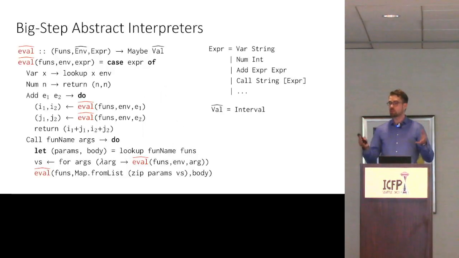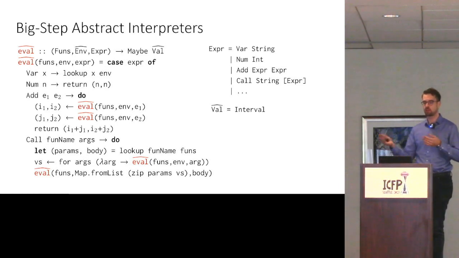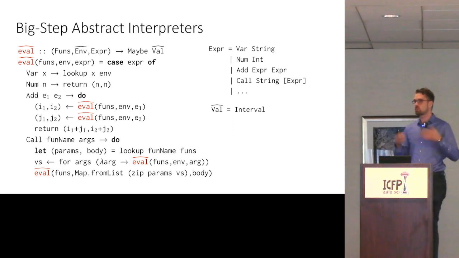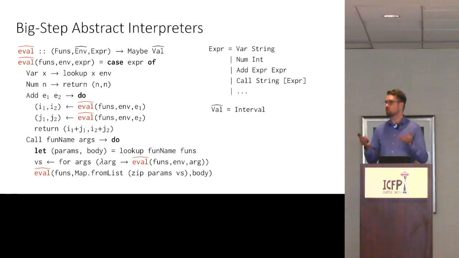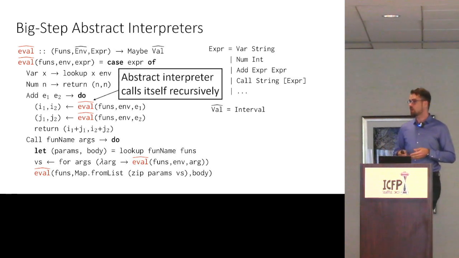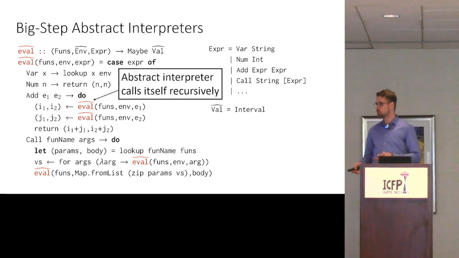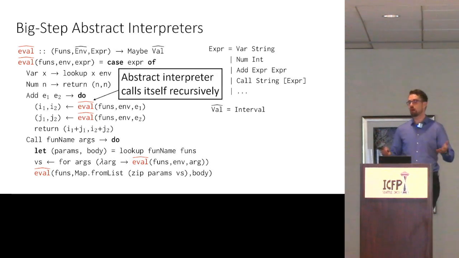Such an abstract interpreter can be implemented in a meta language like Haskell with a regular recursive function, like in this example here. Now, I don't expect that you read or understand all of this code, but this interpreter does what you would expect. It pattern matches on the expression you want to analyze. Then it calls itself recursively to evaluate sub-expressions to abstract values, and afterwards recombines the abstract values.